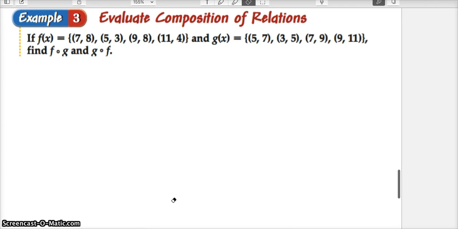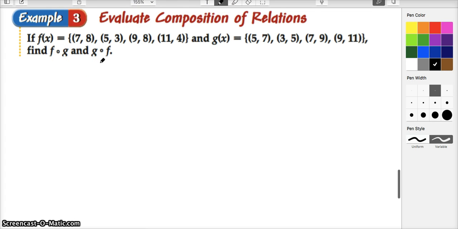All right, so we're going to evaluate composition of relations. So f of x is now, we're not given an equation, but we're given literally a relation here. 7, 8, and 5, 3 are all elements of the f of x function, and the g of x function has the ones that you see before you. So what we'll do now is find f of g of x and find g of f of x. So let's take our time. So f of g of x, or when it's written like this, we know that's f of g of x.